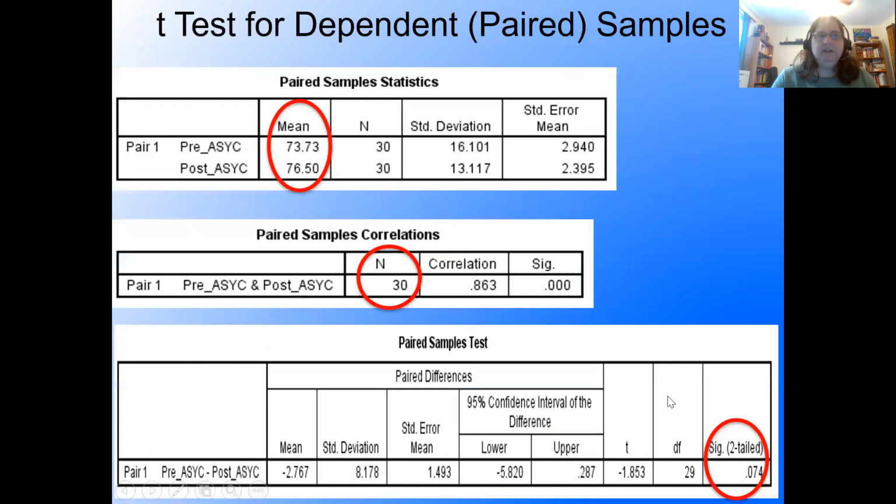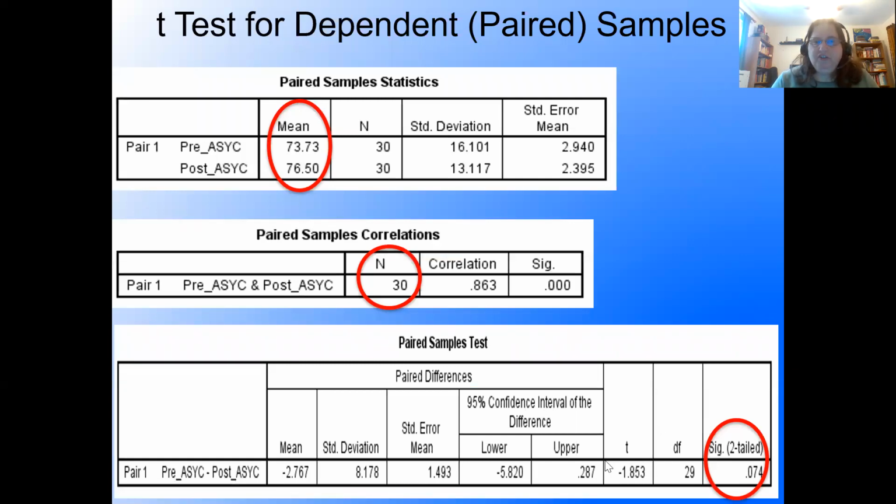All right. Let's move on to the t-test for dependent samples. Okay, so now we have our pre-test mean of 73.73, our post-test mean of 76.50, our N, our sample size of 30. There were 30 people at the pre-test and post-test. Remember, it's the same 30 people at pre and post-test. And then we come down to the bottom when we get to some other important information.